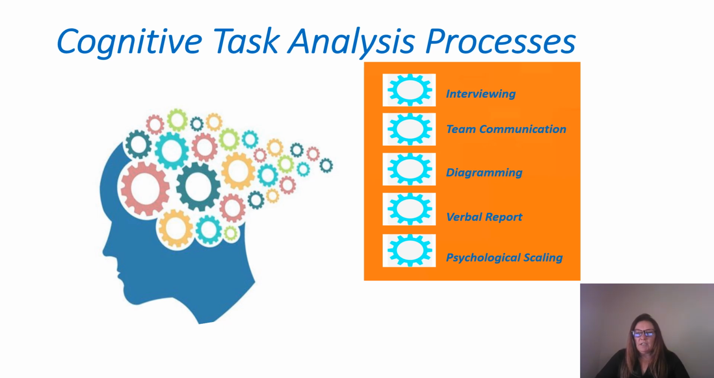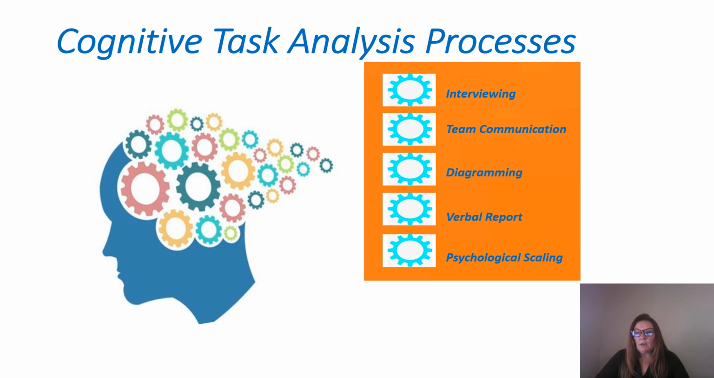Team communication. Here, communication among team members can be analyzed for the evidence of the mental processes. Diagramming is very helpful because it can indicate the relationships among concepts of tasks. So an example, cognitive mapping, which is a visual representation of the cognitive process used in tasks, or a flowchart, which is a visual representation of the sequence and actions and decisions.